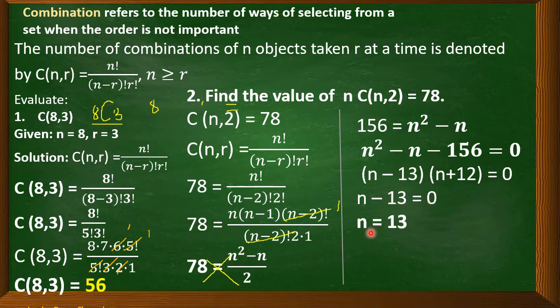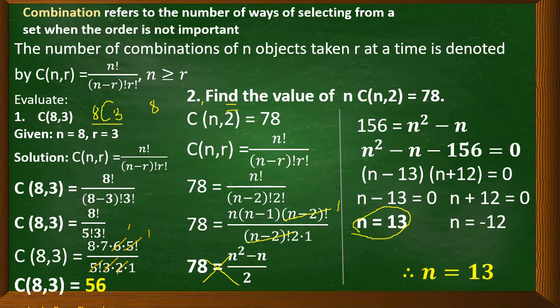So now n is equal to 13. On the other hand, we have n plus 12 is equal to 0, and solving for n, we have negative 12. We will choose only the positive value, so we will disregard the value of n that is equal to negative 12. Meaning to say, we will only choose the positive value as the value of our n. So therefore, n is equal to 13.